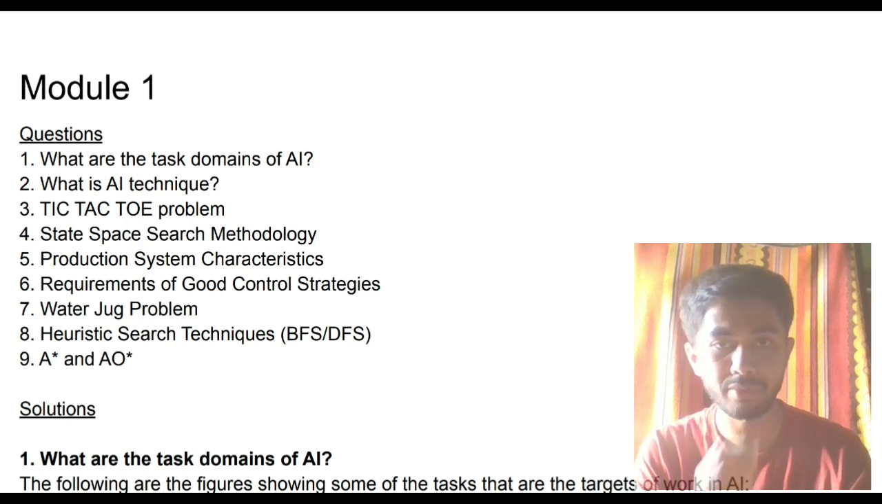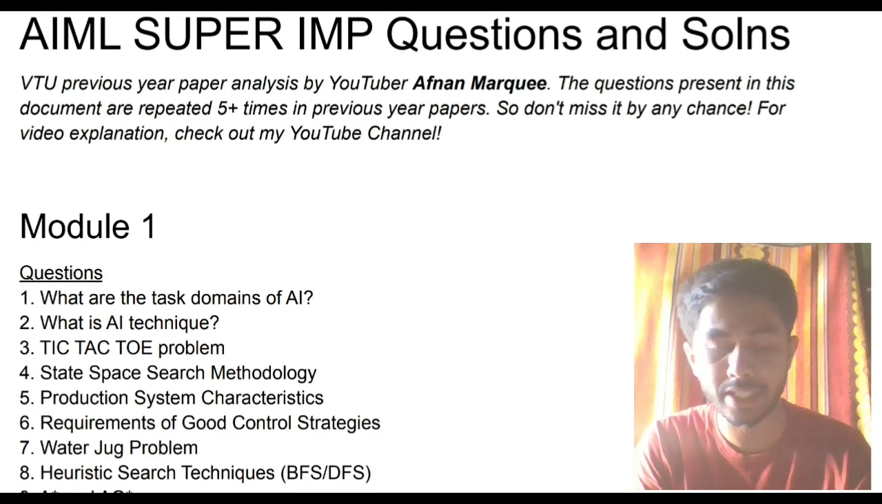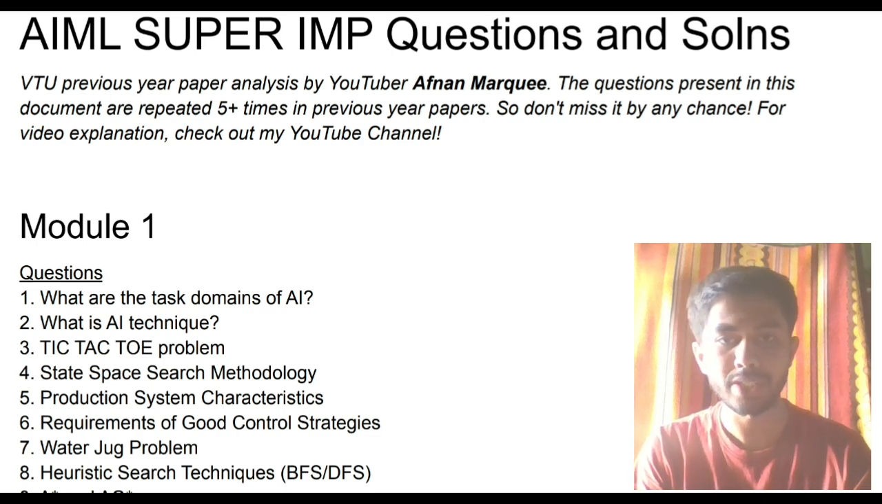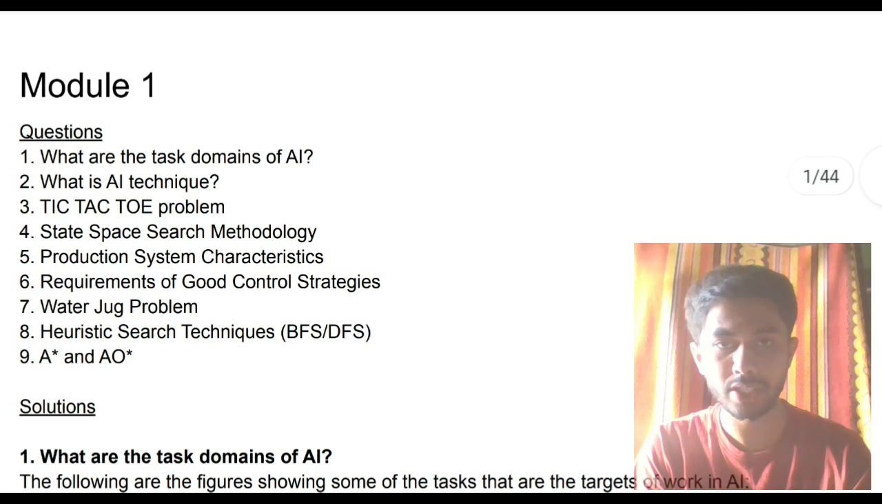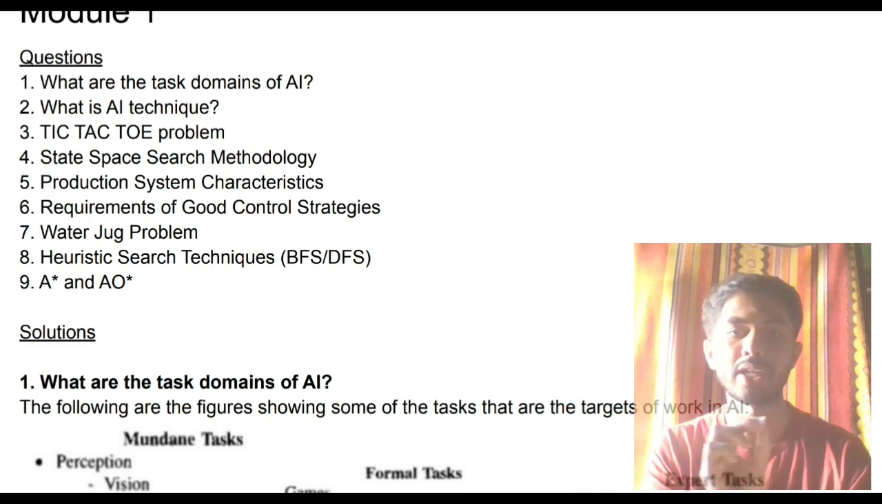The questions which I have mentioned here are repeated more than 5 times, so you will not regret studying any of these questions. Let's get started with the first question, which is: what are the task domains of AI? What do you understand by the term task domains? Task domains means where all AI is used in real life.